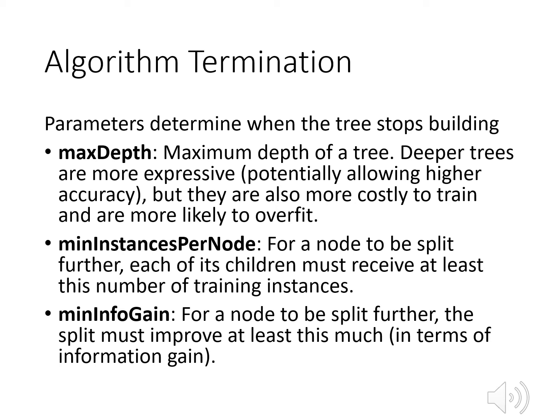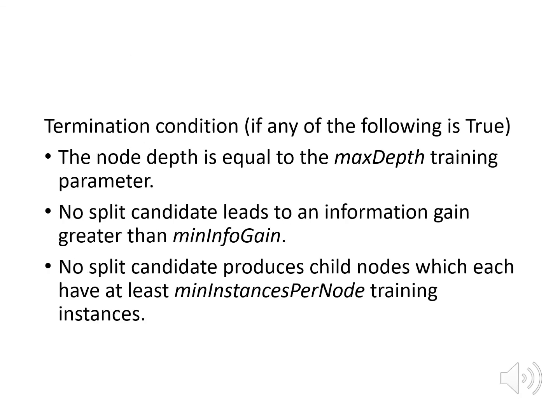And minimum information gain. This is another threshold: in order to split further, the split must improve the information gain by this amount. If any of the termination conditions is satisfied, then a node will stop further splitting. Then it will be treated as a leaf node. These conditions correspond to the 3 parameters on the last page.